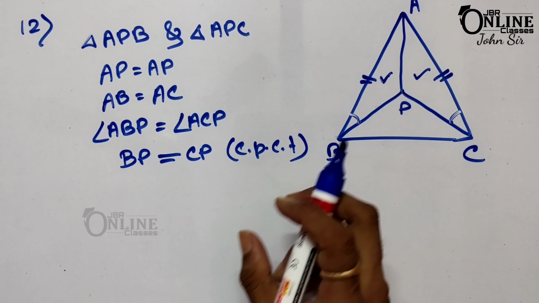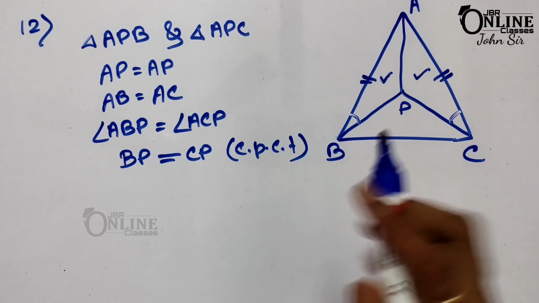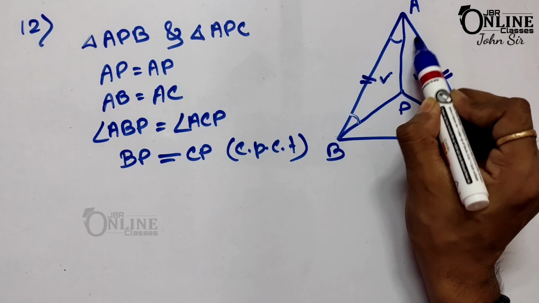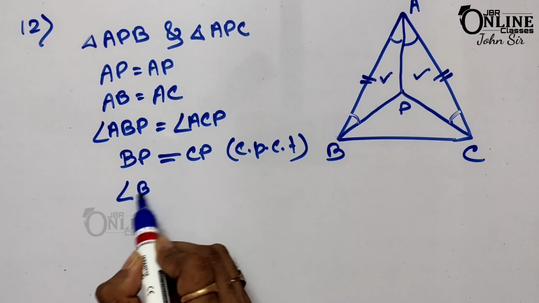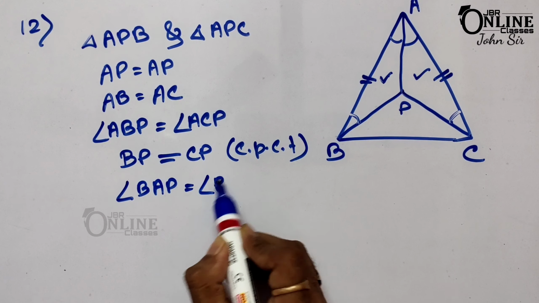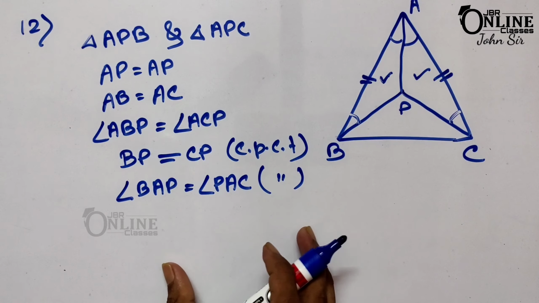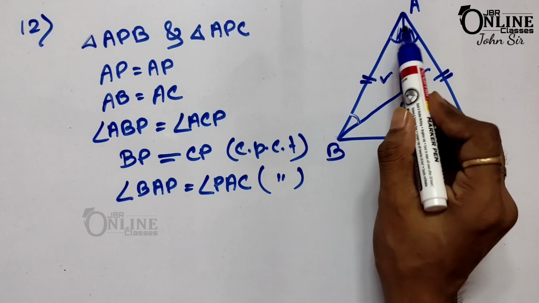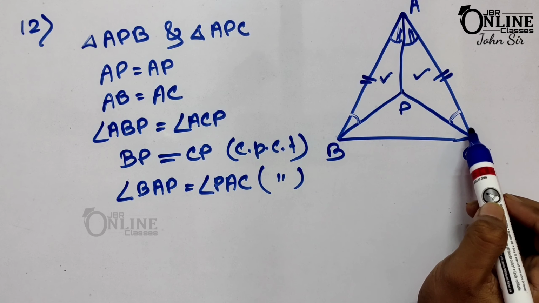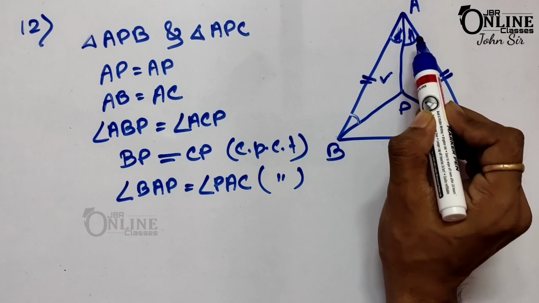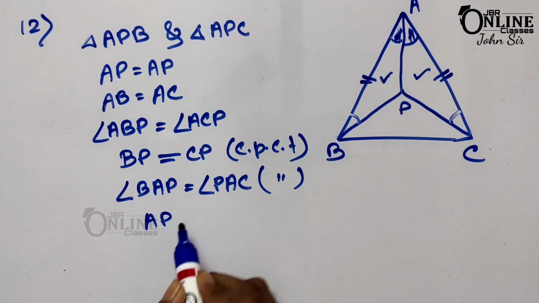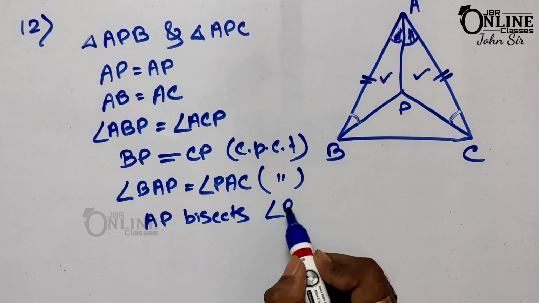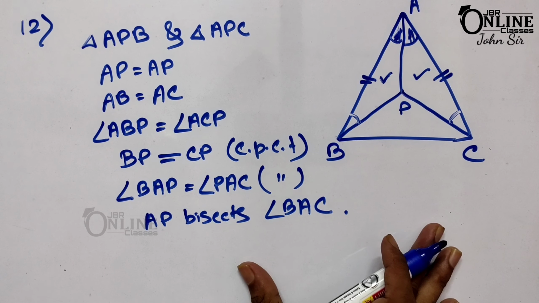Next one, AP bisects BAC. So as these two triangles are congruent, then definitely this angle will be equal to this one. So you can also write BAP equal to PAC by CPCT. So now if these two angles are equal, then definitely AP bisects BAC. If this angle equal to this angle, then definitely AP bisects angle BAC. It's proved.